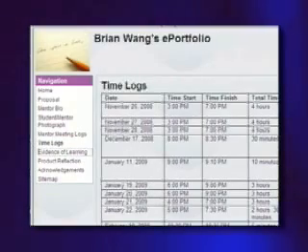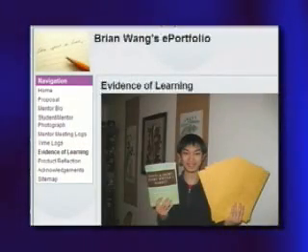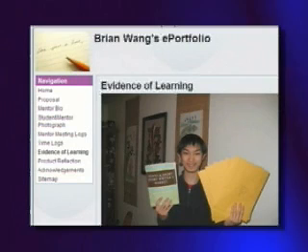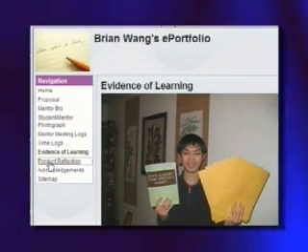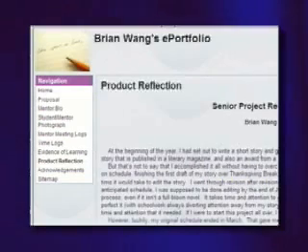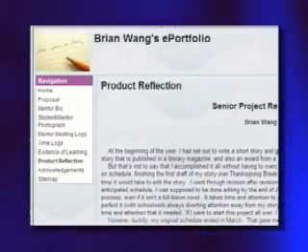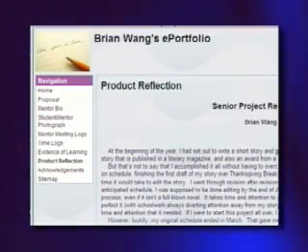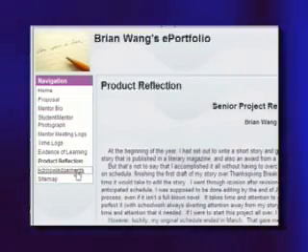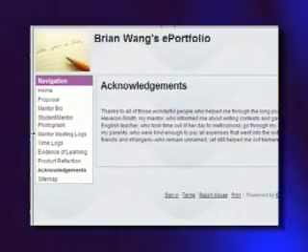Evidence of learning can take many different forms. In this case, it was document files of actual writing of the short stories that the student wrote. A product reflection, thinking about how you could improve for next time, what you learned from your project, what you learned from your mentor. We have some guiding questions to help you write your reflection piece. And then finally, an acknowledgement page where you get to thank people that have helped you complete your senior project.